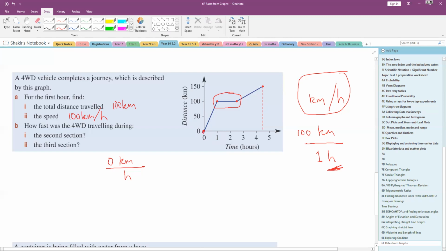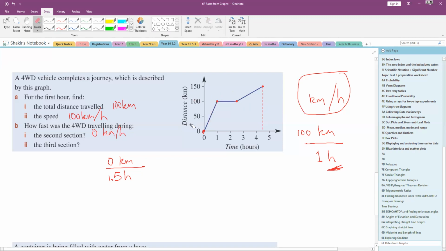This is where you start off and you travel, and you've traveled 100 kilometers away. Then you stop traveling. You must be taking a break or rest or something. That's why you're not getting further away. The distance remains at 100. So it's 0 kilometers per, it doesn't matter how many hours, I think it's 1.5. But if you're not traveling, your speed is going to be 0 kilometers per hour.